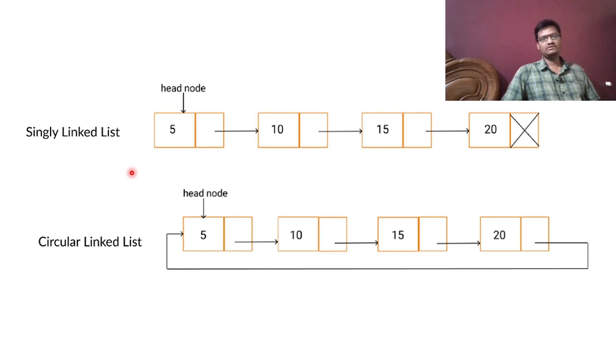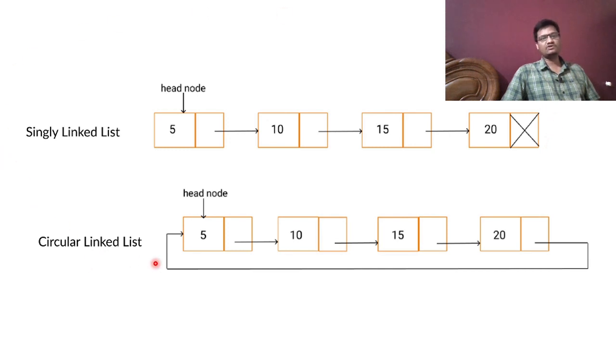As you know, a linked list is a collection of nodes. Each node contains a data part and an address part, each address referring to the address of the next node. Here, single linked list and circular linked list each contain 4 nodes. 5, 10, 15 and 20 are the data parts. In case of a single linked list, the last node contains the data 20 and address as null. That means it is not pointing anywhere and it is the end of the linked list.